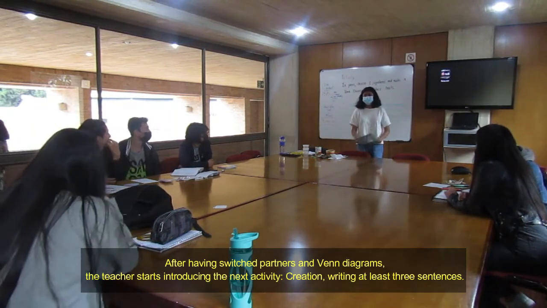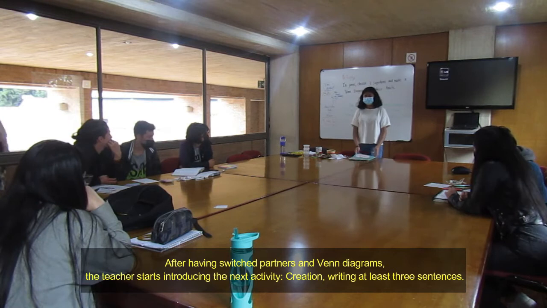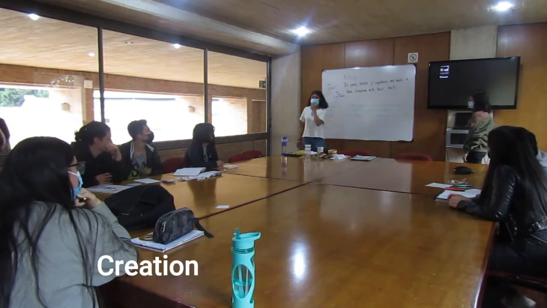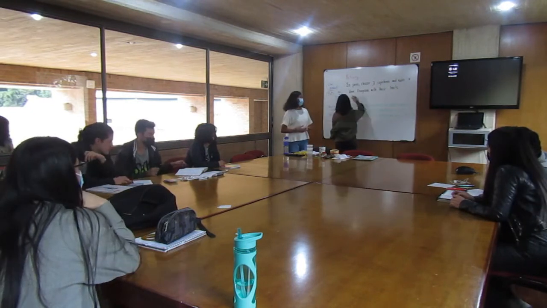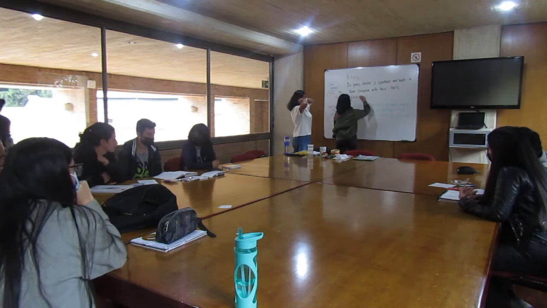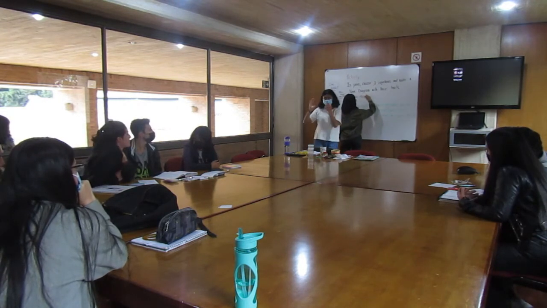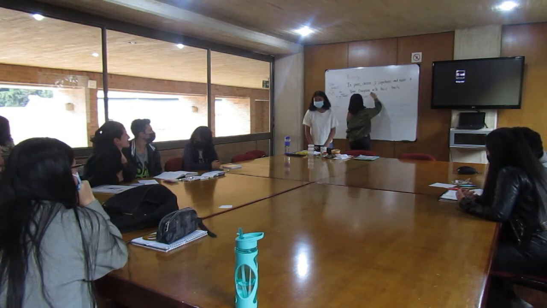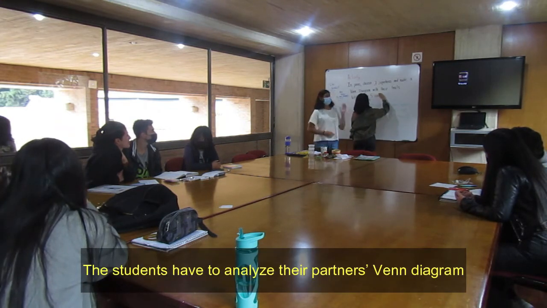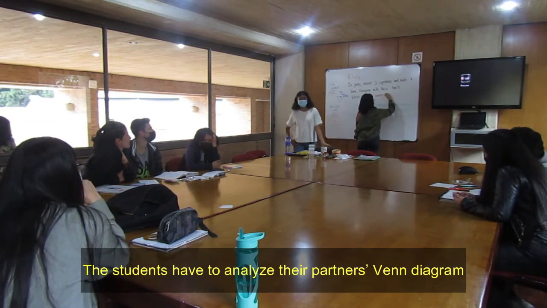Now that you are in your groups, this is the next activity. You have a different Venn diagram than your own, the Venn diagram of a partner of yours. What we're going to do now is write down at least 5 sentences analyzing that diagram. Using what? The Venn diagram parts, for example.